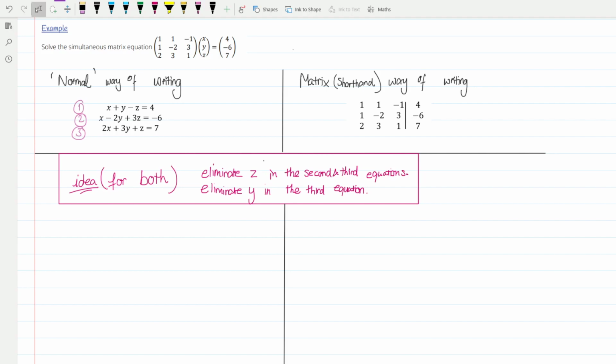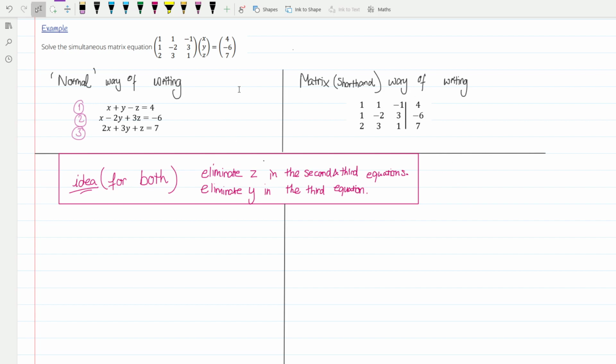Hi guys, in this video we're talking about 3x3 simultaneous equations, and we're going to be using some sort of elimination method with matrix shorthand to try and find an answer. Now this is opposed to using inverse matrices to try and solve simultaneous equations.